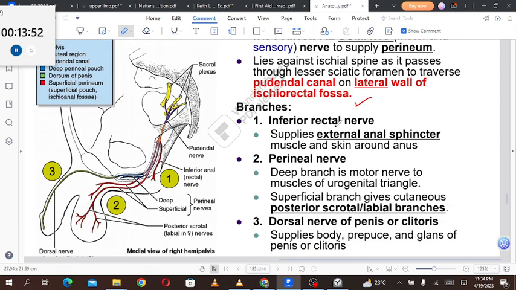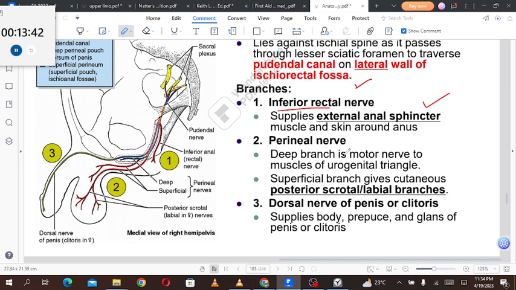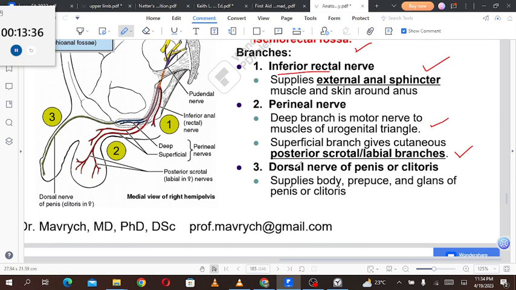Branches: number 1 is the inferior rectal nerve. It supplies the external anal sphincter and muscle and skin around the anus. Number 2, the perineal nerve: the deep branch is the motor nerve to the muscles of the urogenital triangle, and the superficial branch gives cutaneous posterior scrotal or labial branches. Number 3 is the dorsal nerve of the penis or clitoris, which supplies the body, prepuce and glans of the penis or clitoris. So these are the 3 nerves.